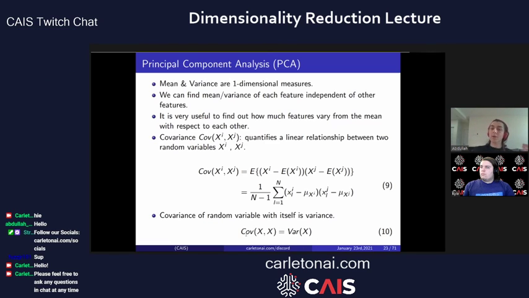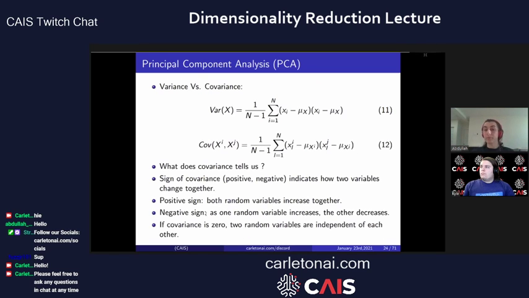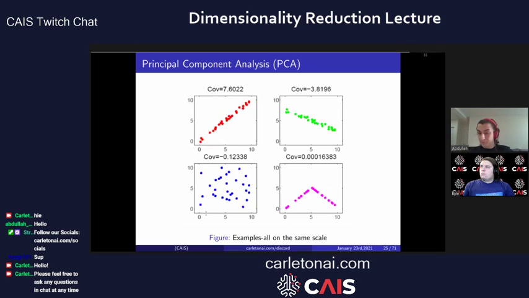So what is the covariance here, just to get an intuition? The covariance tells us multiple things. The sign of the covariance, being positive or negative, will indicate how two variables change together. If you have a positive sign, then both of these random variables will increase together. So if one of them increases, the other one increases as well. If the covariance has a negative sign, then when one of them increases, the other one will decrease, right? And if the covariance is 0, it means these two features do not have a linear relationship. They're independent of each other, right?